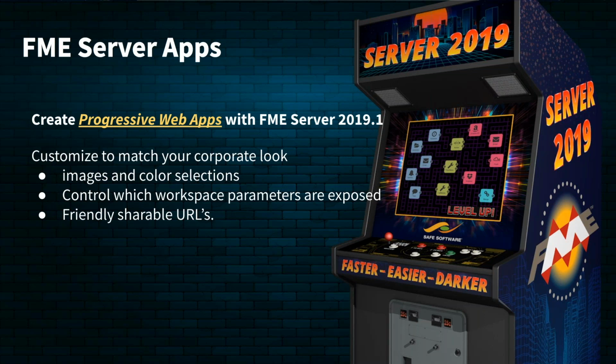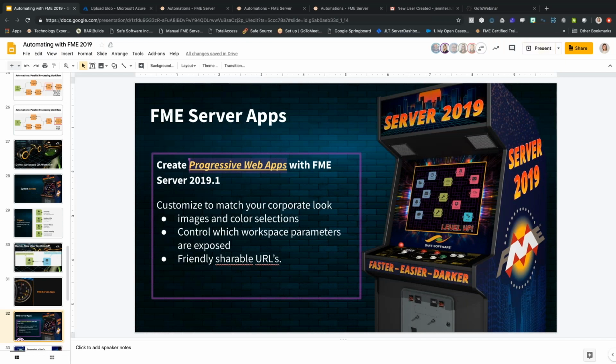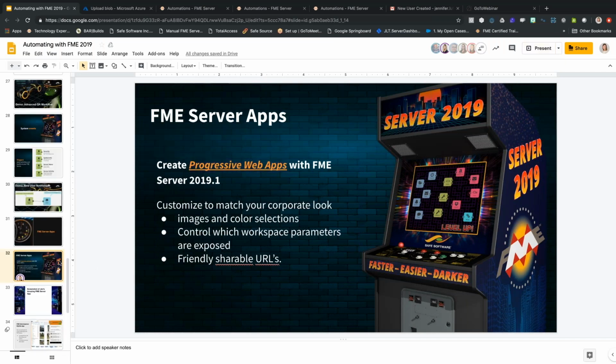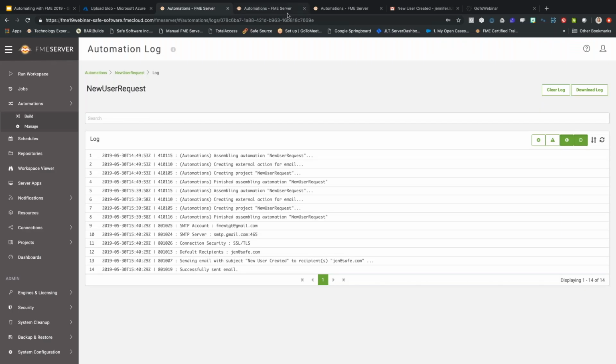So you can control which workspace parameters are exposed, and if you want to have the default value in there. It also gives you a much nicer URL to share with people, whereas before it was quite long and quite ugly. Even at Safe, when we would build an app on FME Server for public consumption, we would always get one of our superstars like Laura, who's online, to make it look presentable.